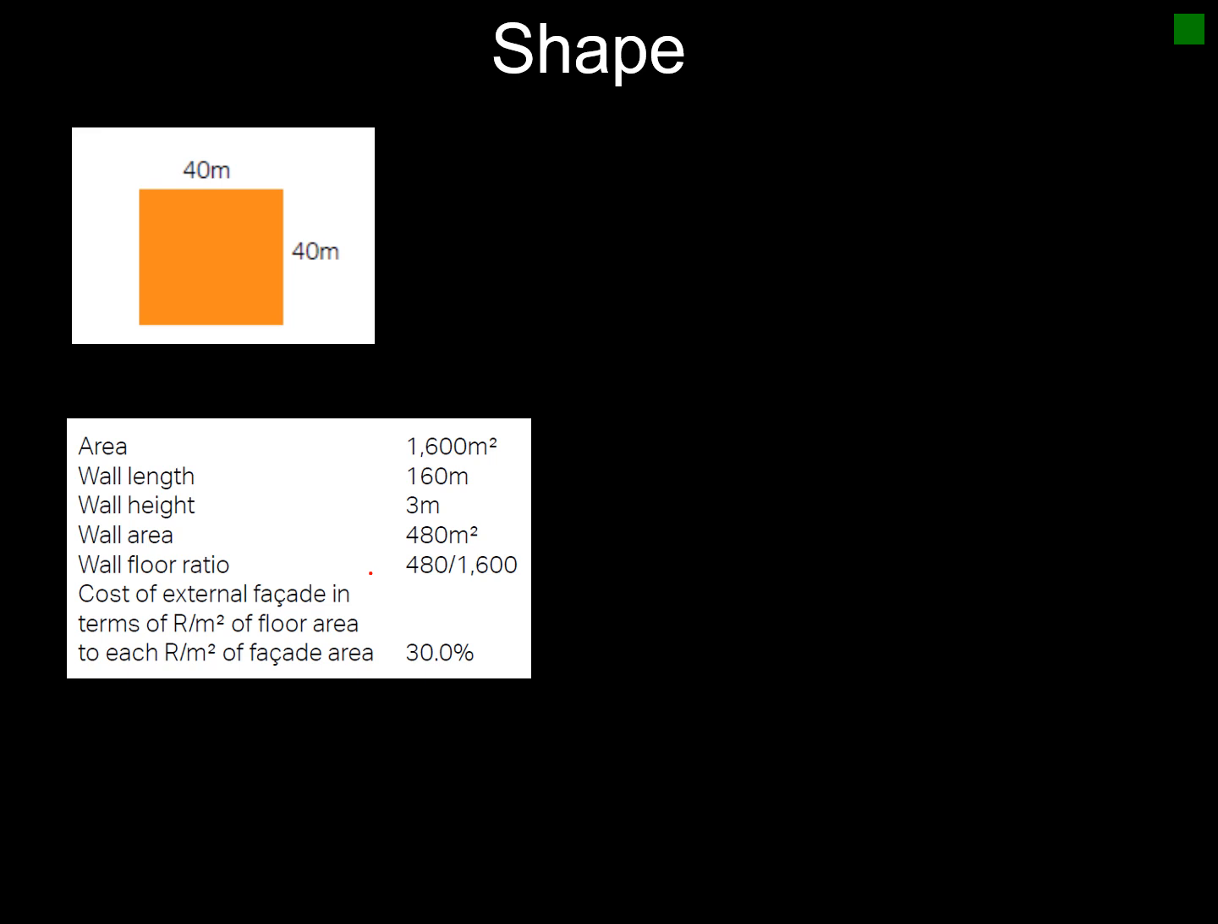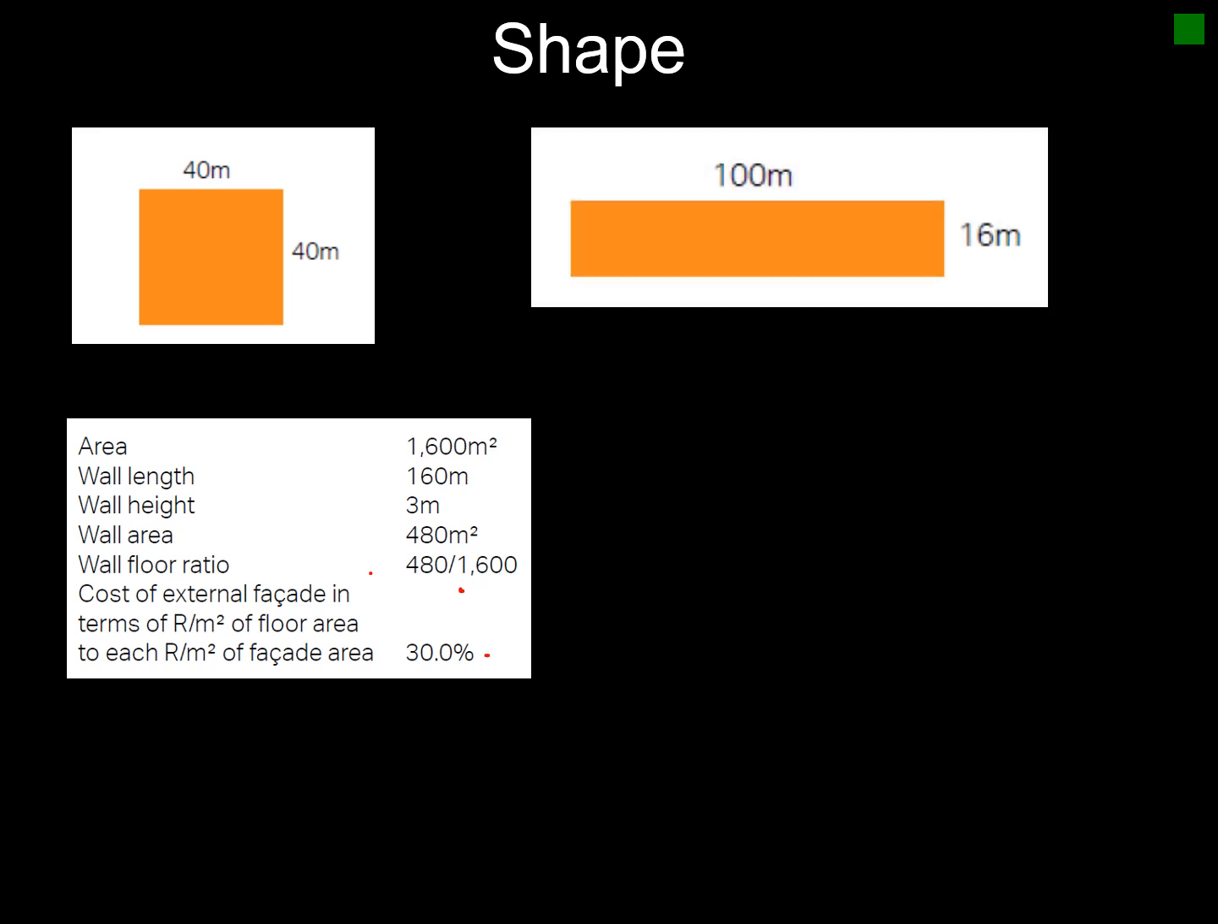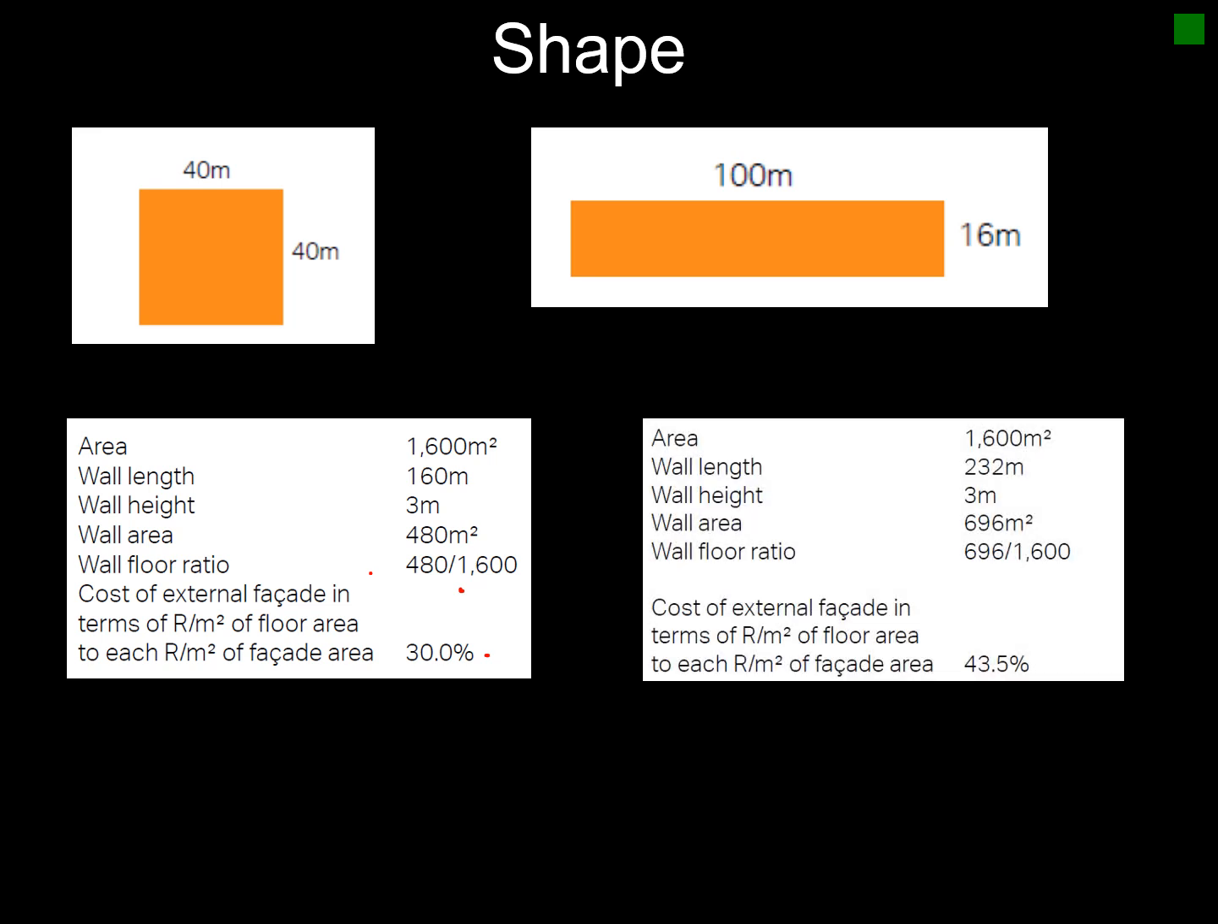And you could calculate that the cost of the external facade in terms of the rand per square meter of the floor area based on this. So it works out at roughly 30% of your cost. So looking at the second scenario, you've got your 100 by 16 meters, which is the same area if you calculate it. So your area is the same.